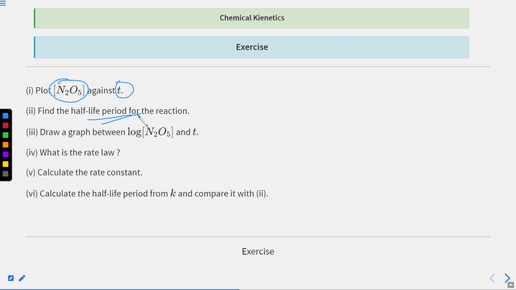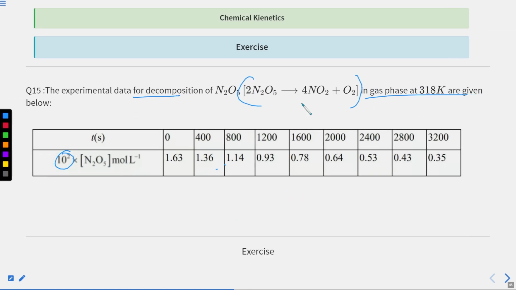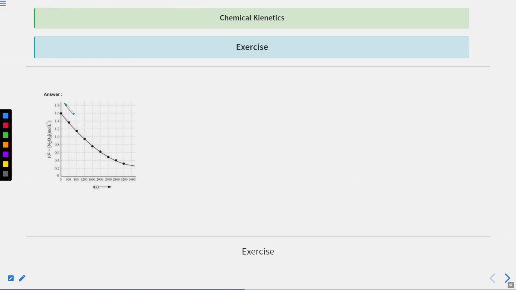We have to find the half-life. We have to draw the graph between log N2O5 and T. Then we have to find the rate law and calculate the rate constant. And at last calculate the half-life period from K and compare it with the earlier one. So let us solve each of these one by one. First of all, we have this N2O5 data, concentration of N2O5 and time. Both are given. We'll plot this simply. Then we will get this kind of graph. You can see that as the time is increasing, the concentration of N2O5 decreases. It is very obvious.